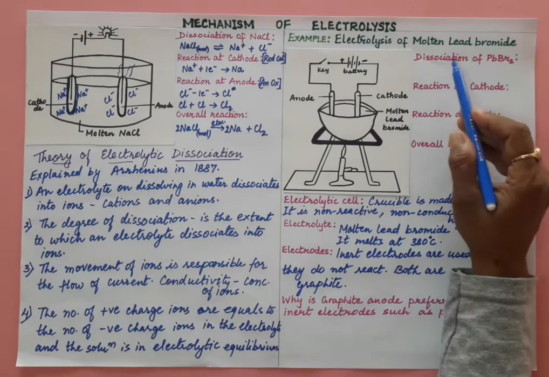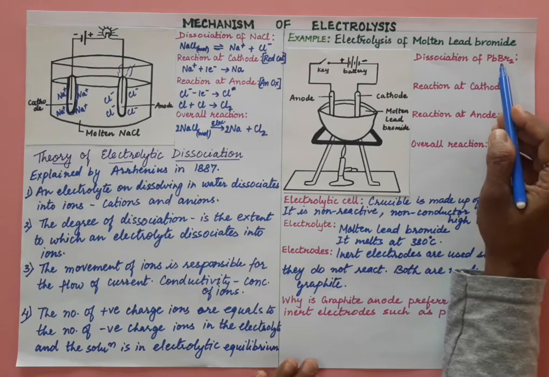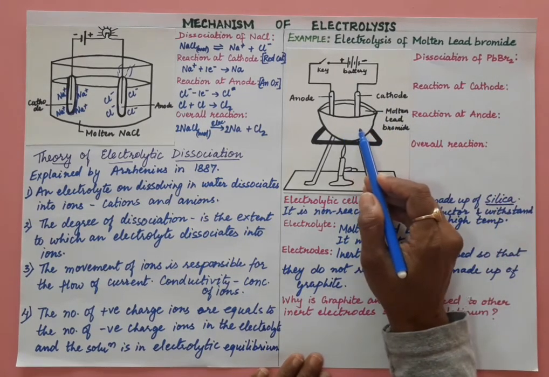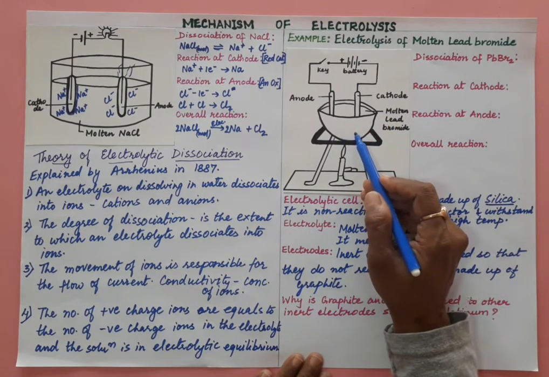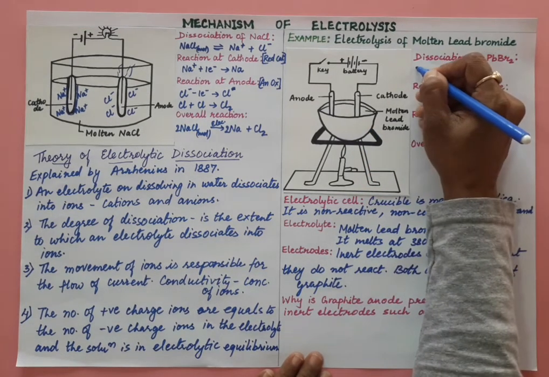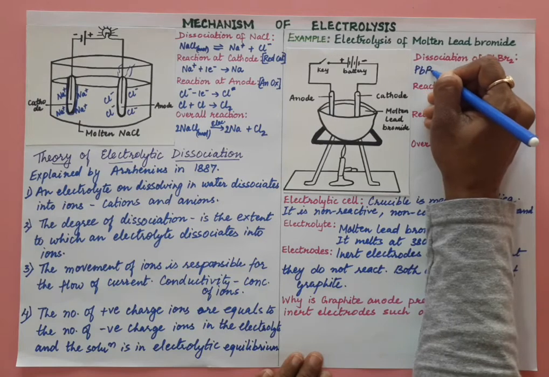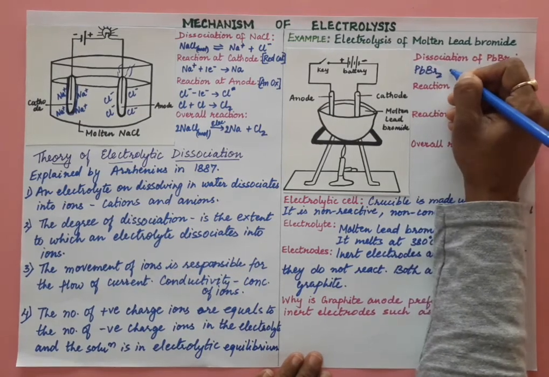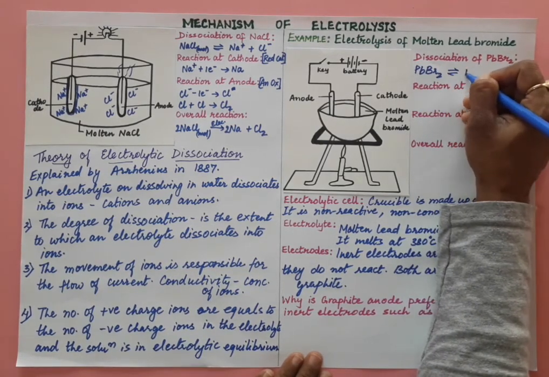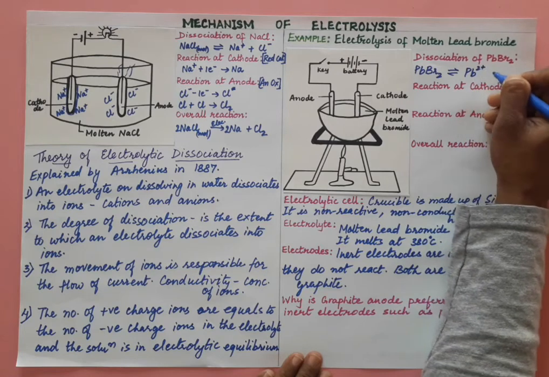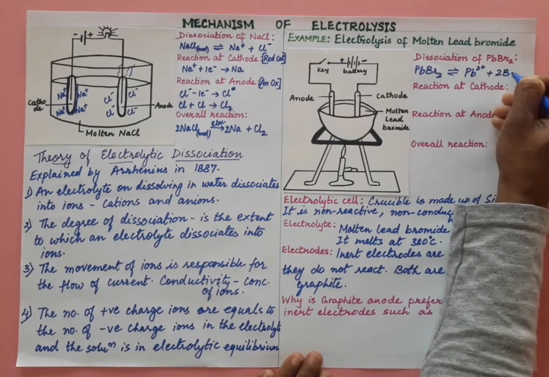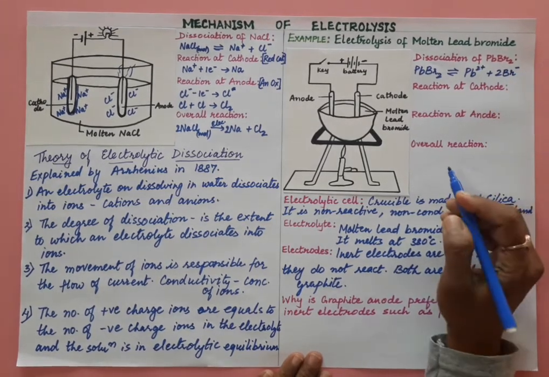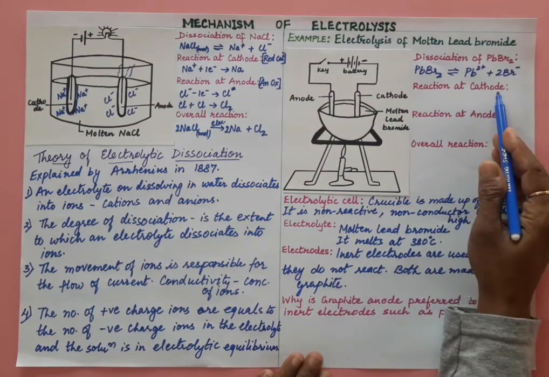So, dissociation of lead bromide. First we take molten lead bromide in the crucible and heat it very strongly, so it will melt and dissociation takes place. PbBr2 in the molten state will first dissociate into cations, lead ions, and anions, bromide ions. Now what will happen at the cathode?